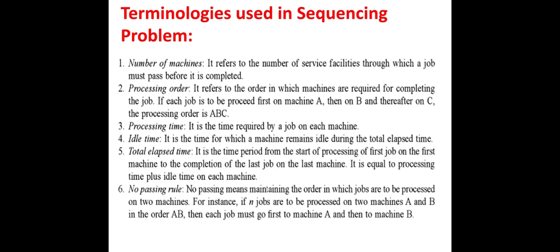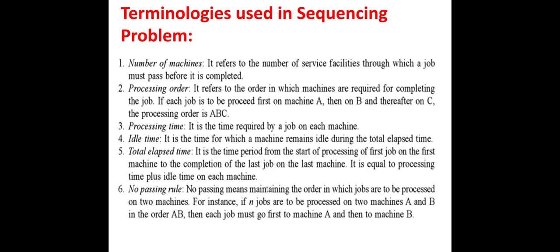So here are some of the terminologies used in sequencing problems. First one is number of machines. It refers to the number of service facilities through which a job must pass before it is completed. Next, processing order. It refers to the order in which machines are required for completing the job. Next is processing time. It is the time required by a job on each machine. That is, for an individual machine, what is the time? That is nothing but processing time.